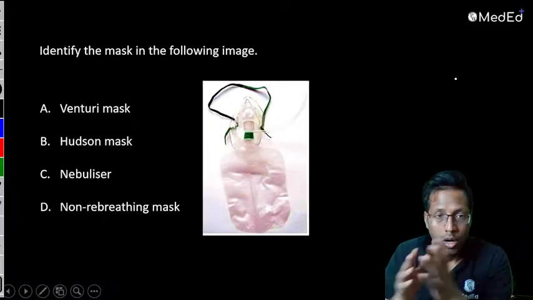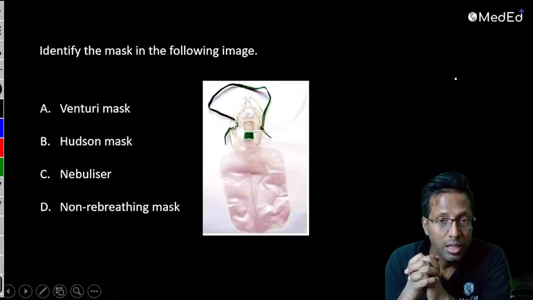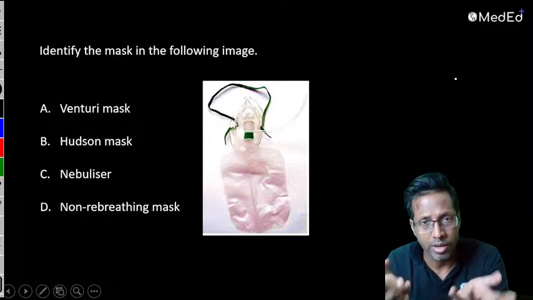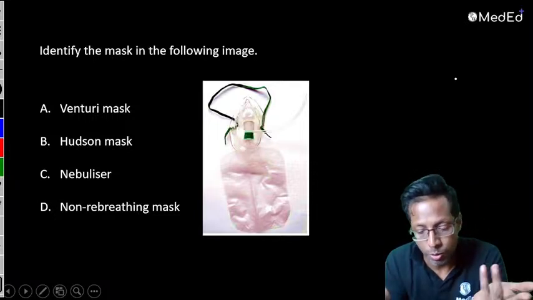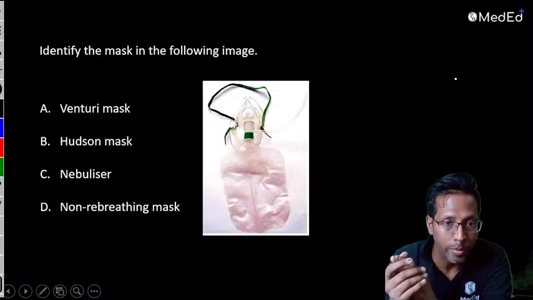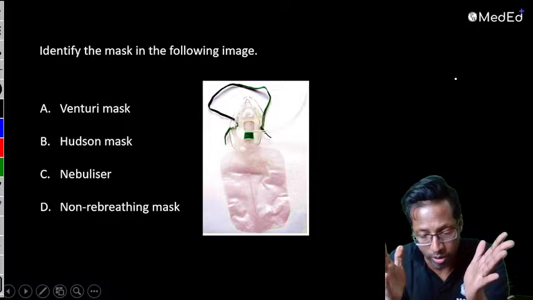Next question. Identify the mask in the following image. Now these are common questions. Last 3-4 years, one question is definitely coming. I'm not saying it's going to come again, but you should be aware of that. When you're discussing previous years topics and questions, this becomes a very important one.